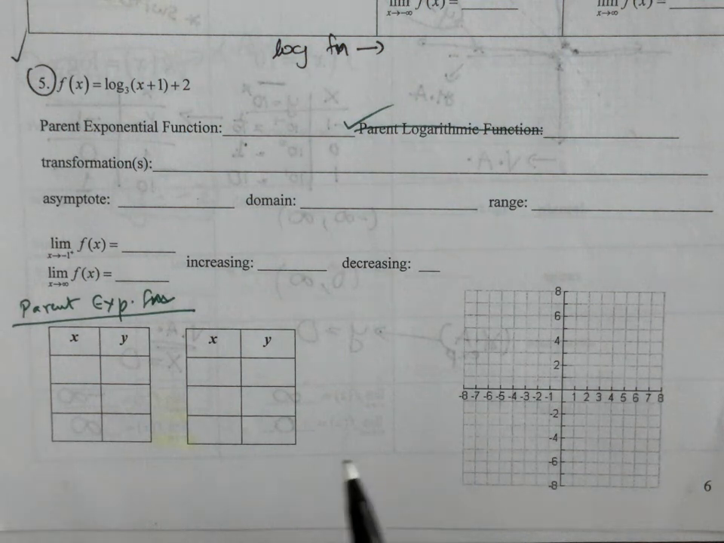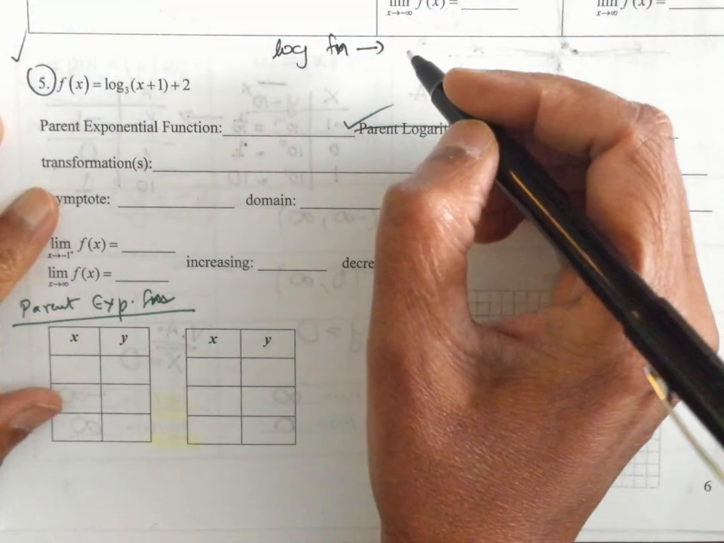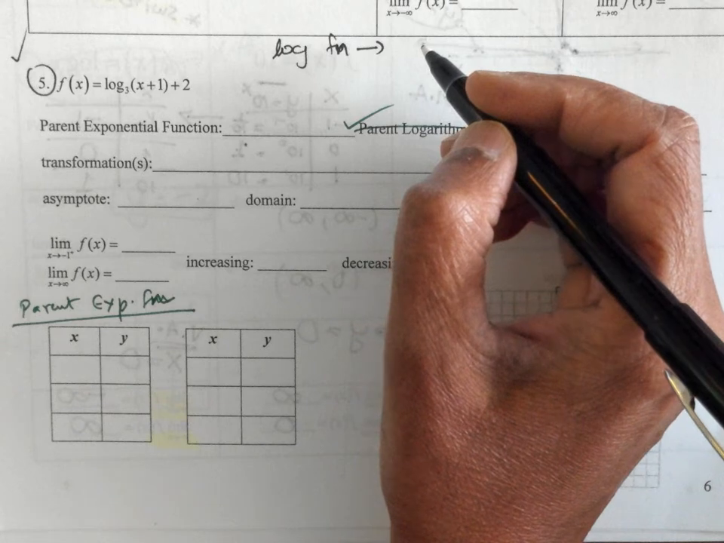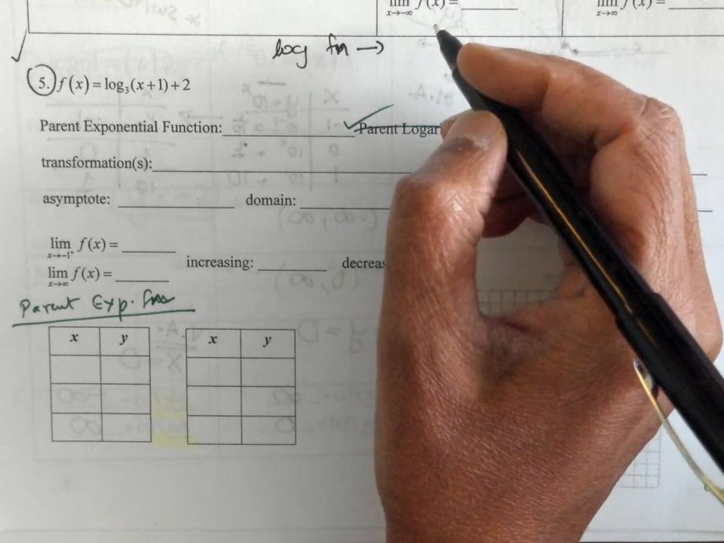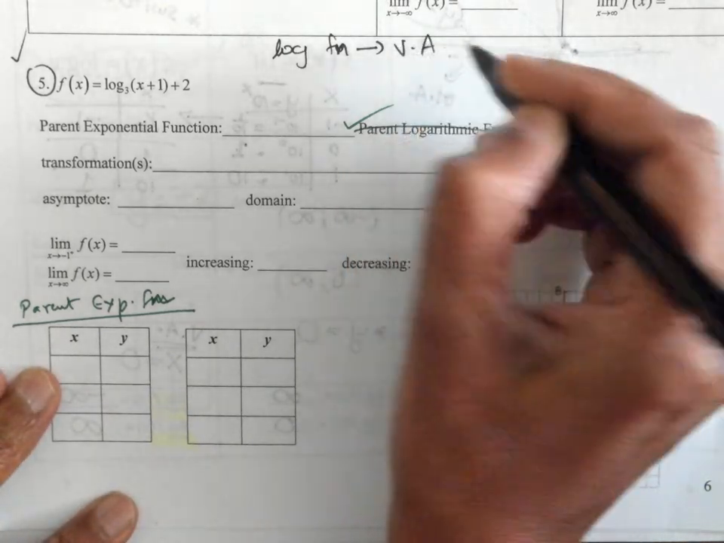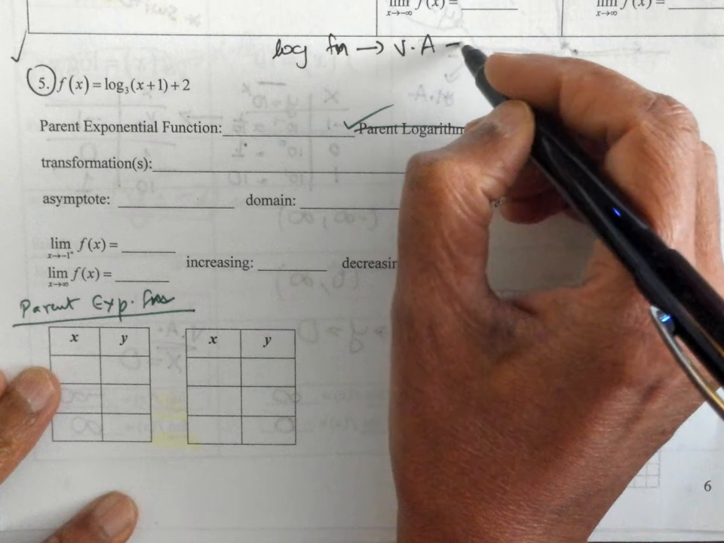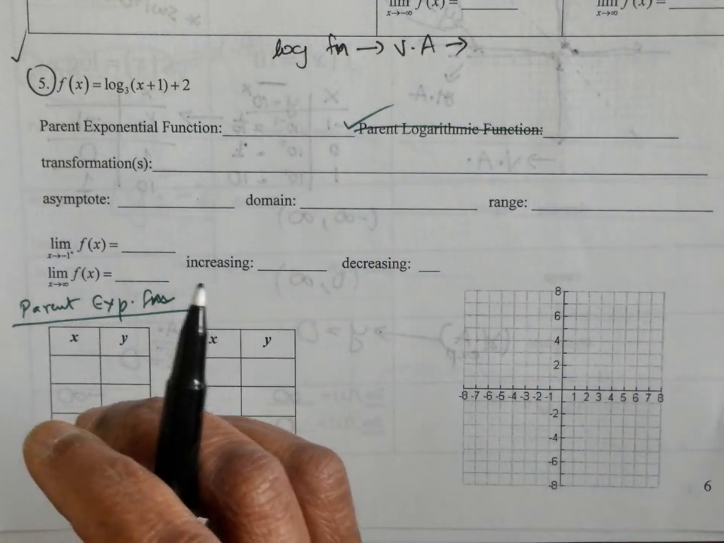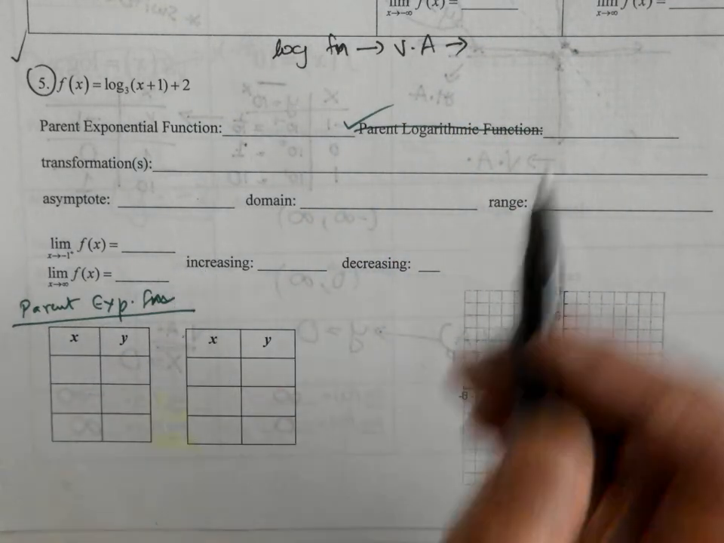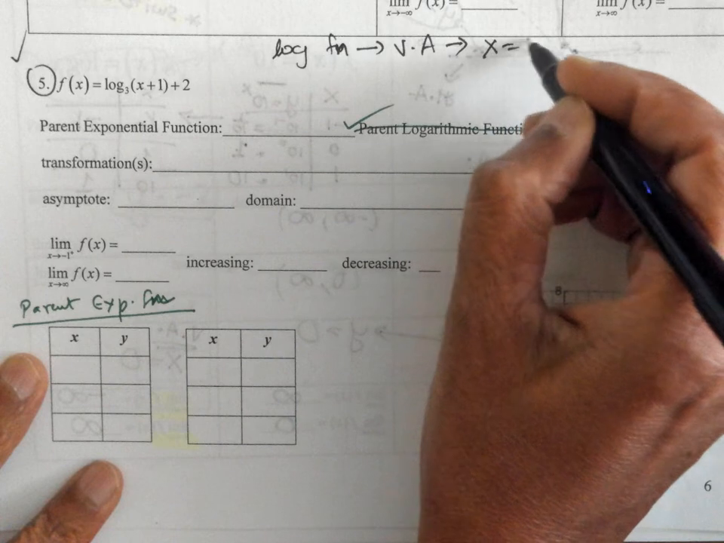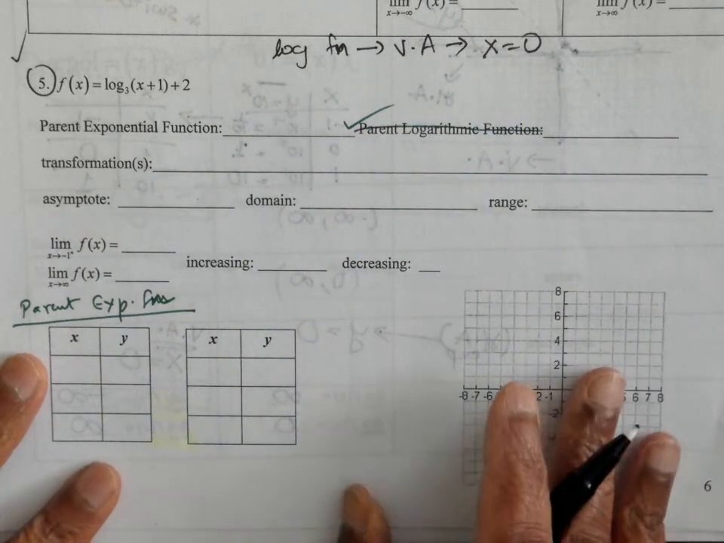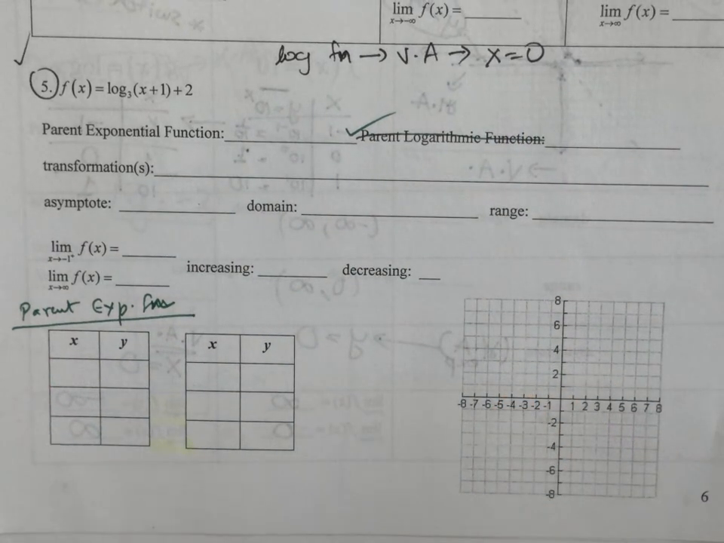Log functions, do they have a horizontal asymptote or a vertical asymptote? What do you guys think? Vertical, someone said vertical, perfect. It has a vertical asymptote. What is the equation of a vertical line? x equals something. So my default is going to be x equals 0. These are things that should come into your brain because you'll need to remember them.